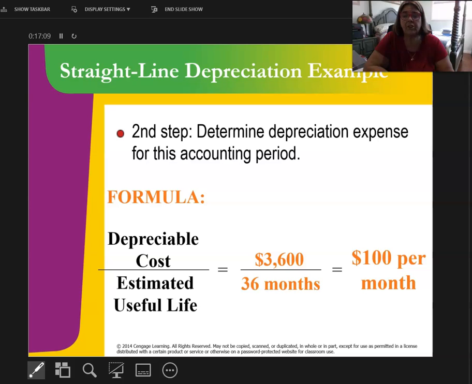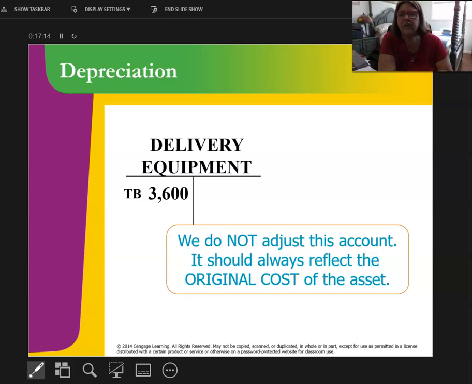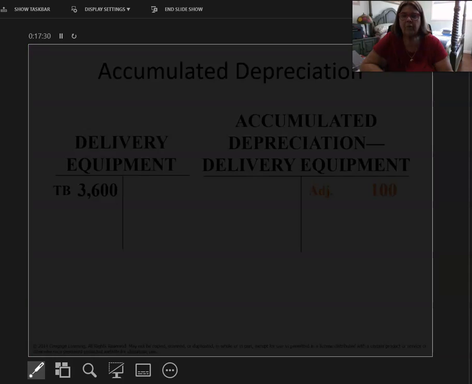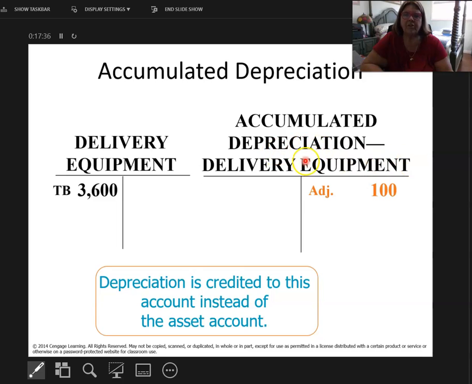So this is going to be an adjusting entry, and here's how the adjusting entry happens. So here's my delivery equipment. This is an asset account. Once I pay for this equipment, I never touch this $3,600 again. This account stays at $3,600, but I'm going to introduce a new account called accumulated depreciation, delivery equipment. This is called a contra asset account, by the way, and it's attached to the delivery equipment.